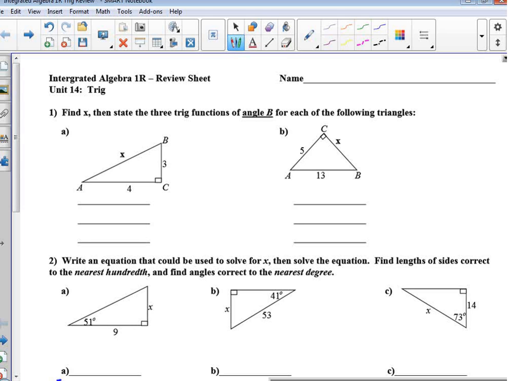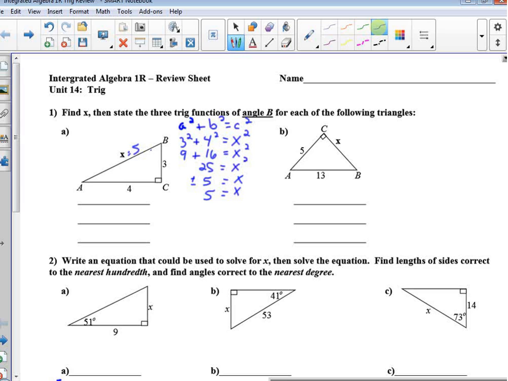To find x, you should remember to use the Pythagorean theorem: a squared plus b squared equals c squared. So that would be 3 squared plus 4 squared equals x squared. So 9 plus 16 equals x squared. So 25 equals x squared. So x should be plus or minus the square root of 25, which is 5. But we're talking about a triangle, so x is going to be 5. First part done. Then it says state the three trig functions of angle B.